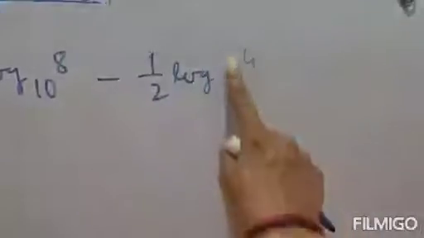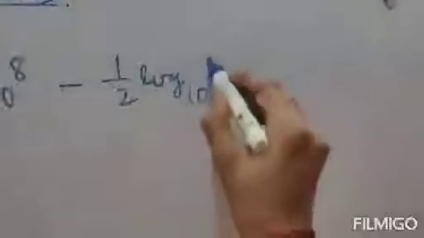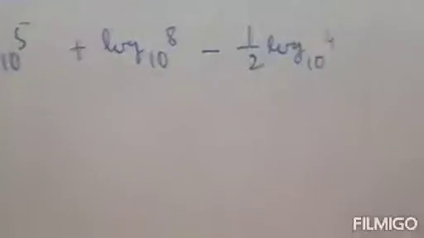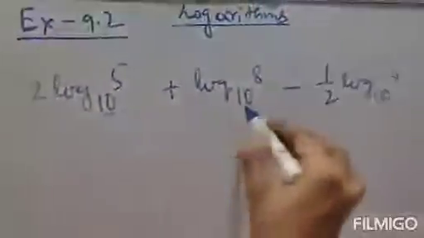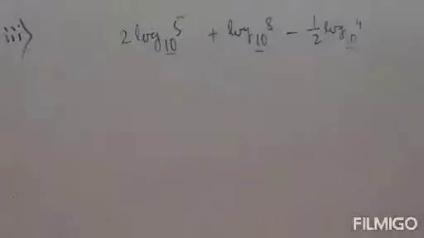Here log with 10 is written as base 10, and this is 4 like this. That means log base 10. Here the base is written, that is log base 10. Here also the base is 10, also the base is 10. In this question the base is given. In the previous questions the base was not written. Clear? So just apply the power law to each of the terms.